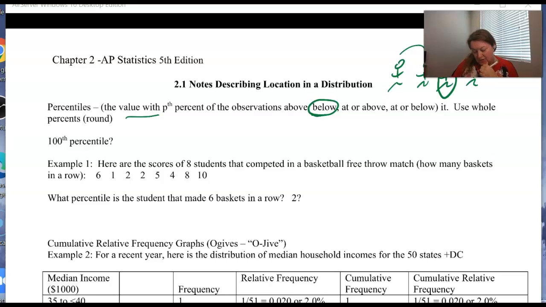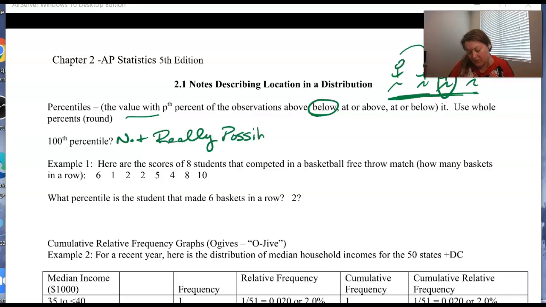All right, so 100th percentile. There's no way that I could count everybody below this person and still get 100% of them, so this is not really possible. That's why you'll often see percentiles only go as far as 99, because we're always going below a person, and you can't have 100% if you don't count the person standing right there at the start.